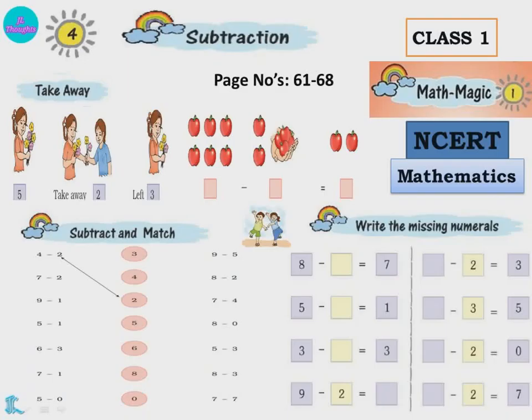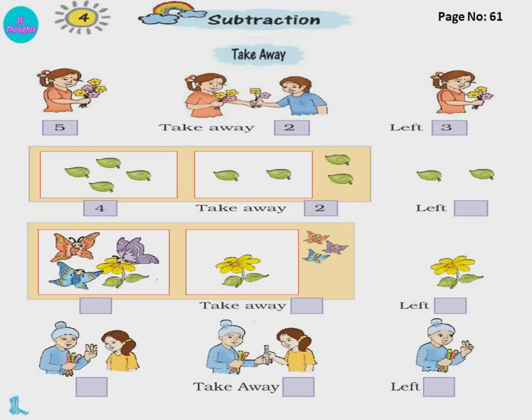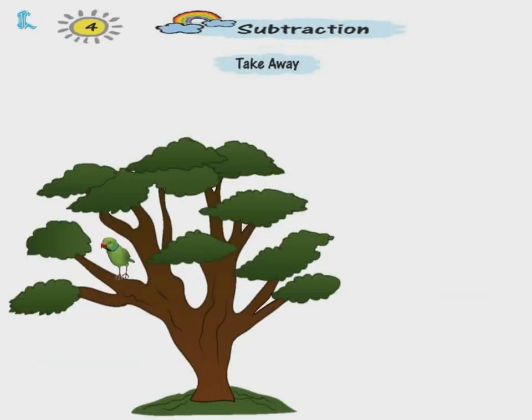Welcome to Class 1 Math Magic NCERT Mathematics Chapter 4 Subtraction. Subtraction, that is take away. So children, before starting the exercises from your chapter, first we will understand what is subtraction. So let's see an animation for that.